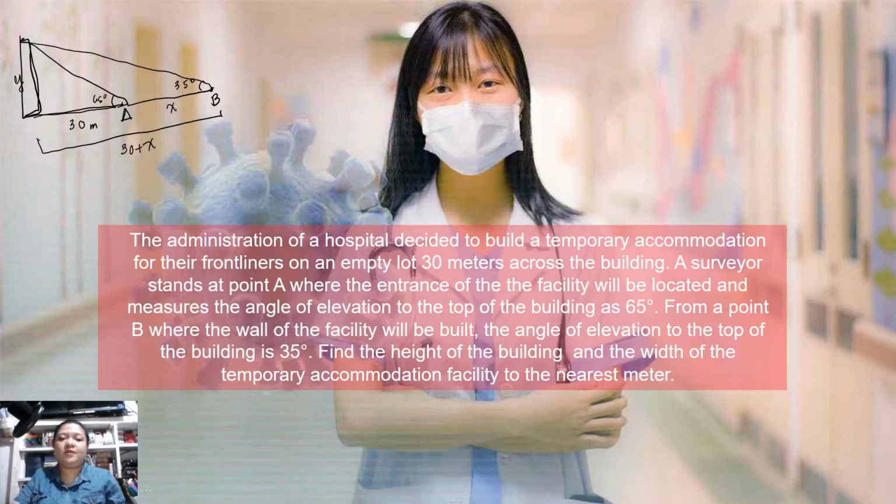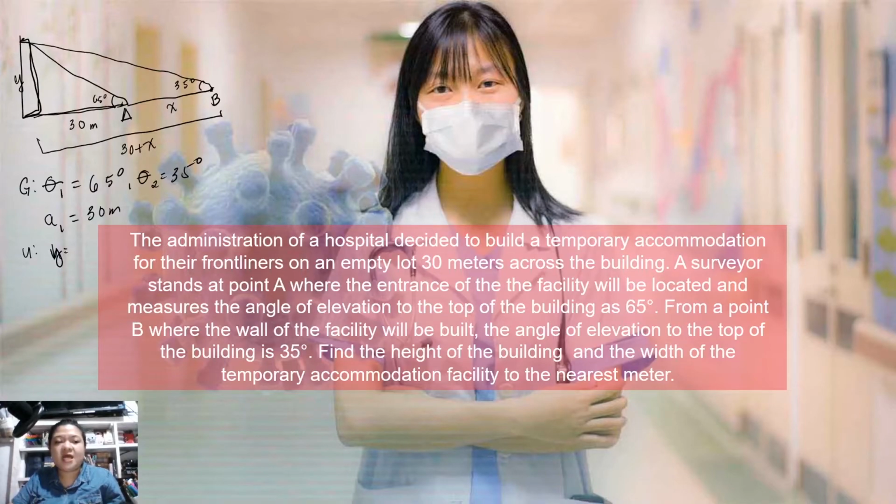Pero bago yan, hanapin muna natin ang ating mga given. Okay, so ano-ano ba yung mga given natin? So meron tayong dalawang angle of elevation. Si 65 degrees at saka si 35 degrees. So tawagin natin si 65 degrees na theta sub 1 at si 35 degrees naman ang magiging theta sub 2. Ano pa ang given? So given yung distance na 30 meters, at tatawagin natin itong adjacent side sub 1 dahil nasa tabi siya ni 65 degrees. So 30 meters.